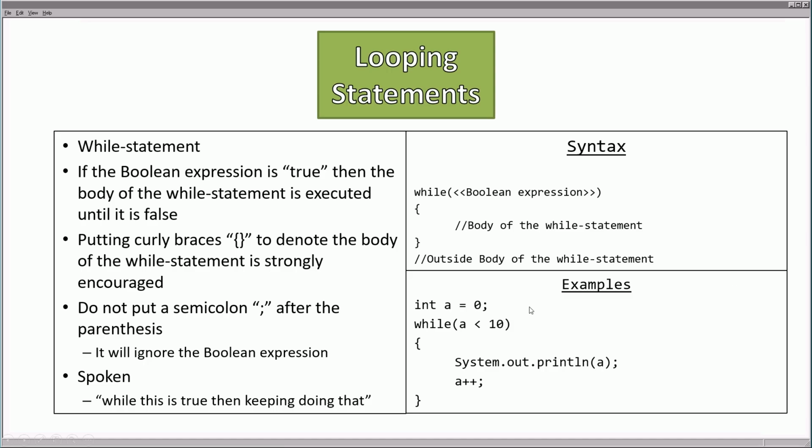So our example right here is if we go ahead and create this integer a and assign it the value of 0, while a is less than 10. So let's look at this. While 0 is less than 10, system.out.println a. So it prints out 0 and then increases by 1. So then a becomes 1. 1 is less than 10. Print out 1. Increase it. 2 is less than 10. 3 is less than 10. 4, 5, 6, 7, 8, 9, 10 is not less than 10. And so we immediately jump outside of the body of this loop.